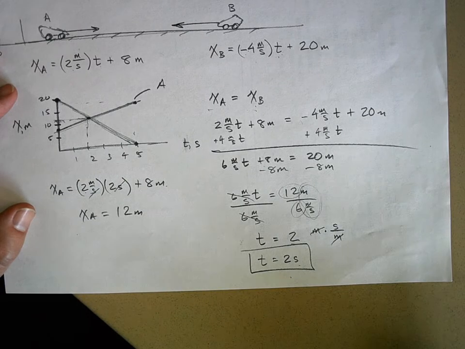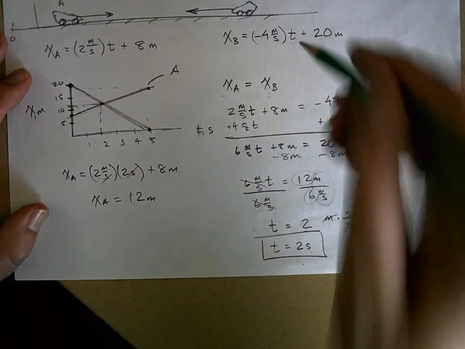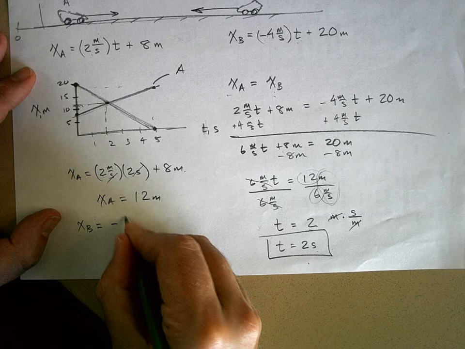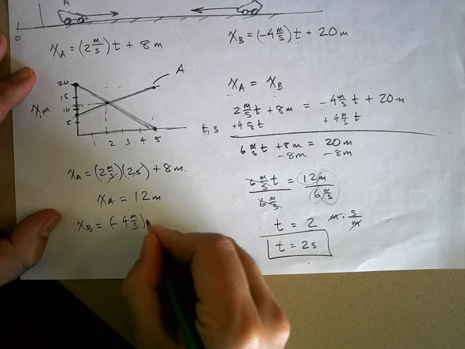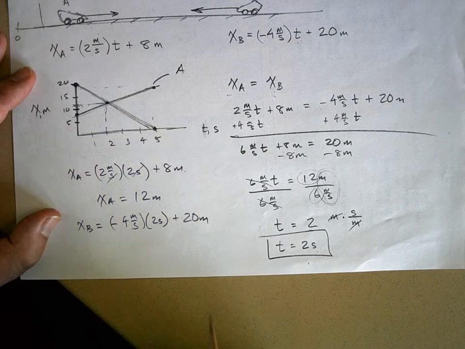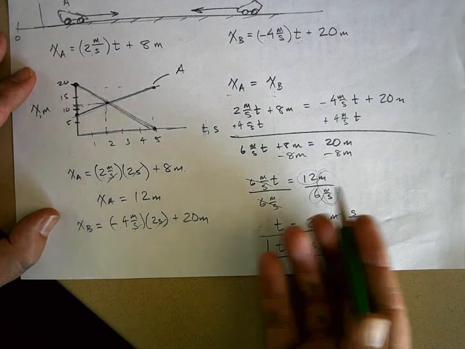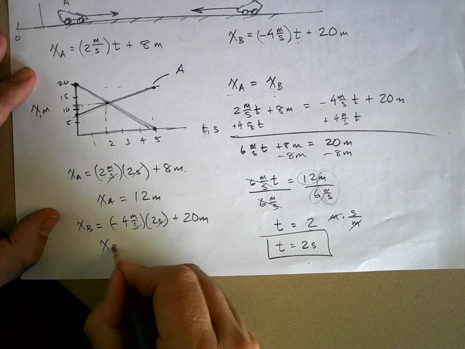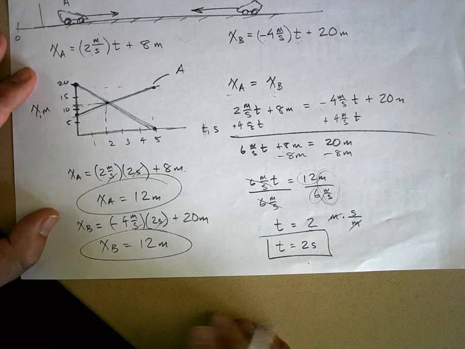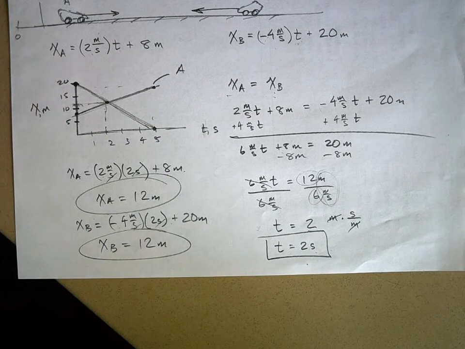Now we can check to make sure that that's actually where they collide by plugging that into car B. So negative 4 meters per second times 2 seconds plus 20 meters. Well, again, the seconds cancel. Negative 4 times 2 is negative 8 plus 20 is 12. Woohoo! They agree. So we know that at 2 seconds, both car A and car B will be at 12 meters.